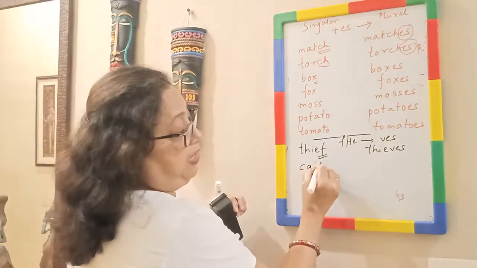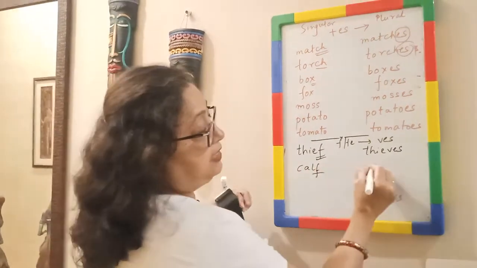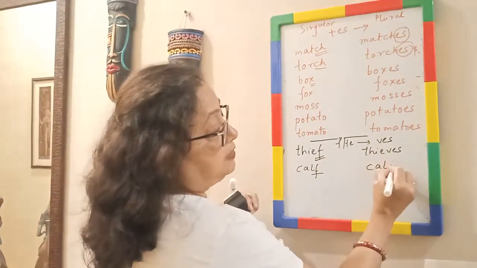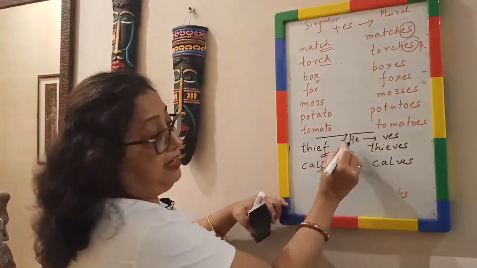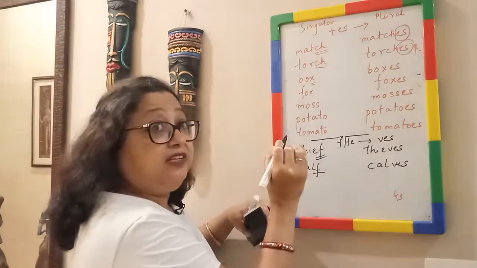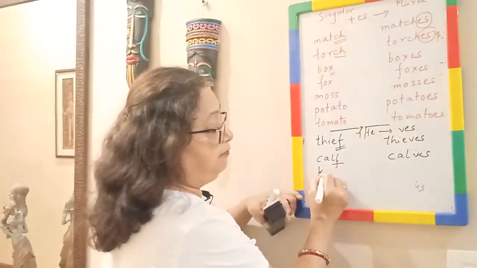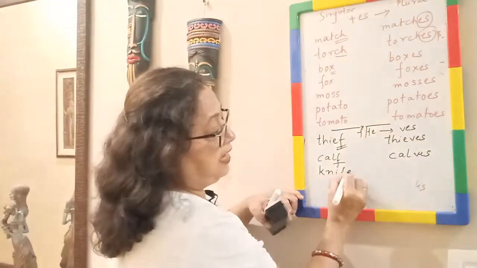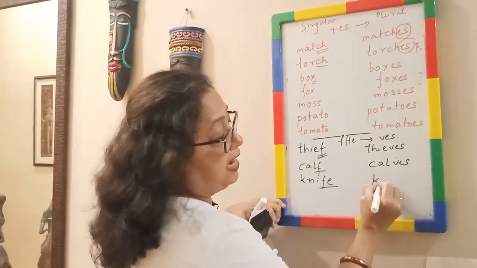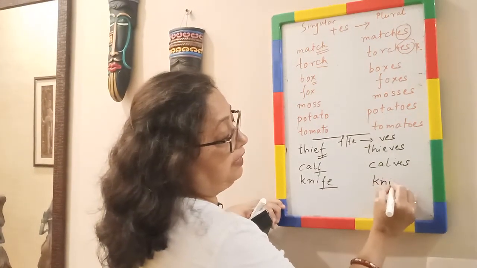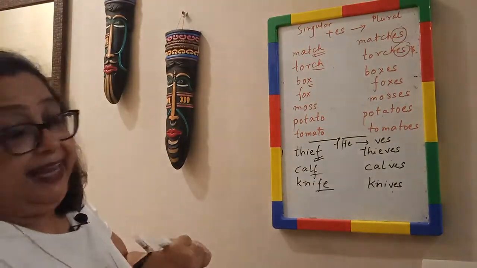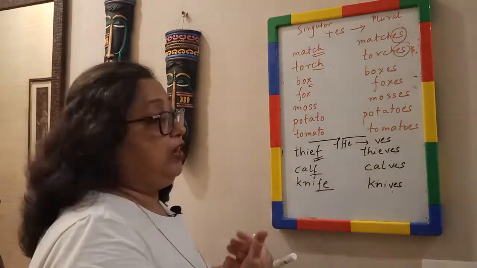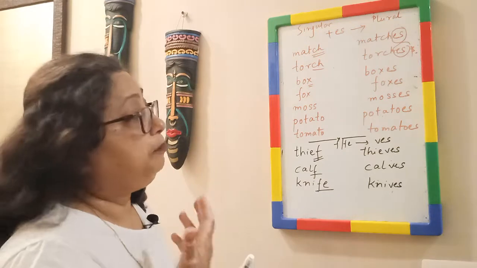Next, calf. What is a calf? A baby cow. See here F. It is calves. Achha, these are all ending with F. Let us take another word which ends with FE, for example, knife. FE. It will become knives. Clear? So the words ending with F or FE will become VES in the plural.